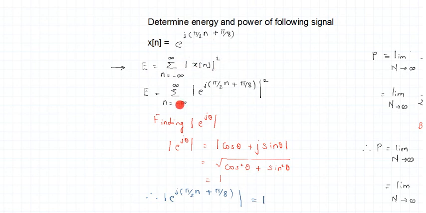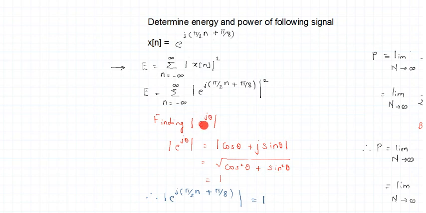So in the energy equation, in the next step, we replace x[n] by the given equation, e raised to j(pi by 2 n plus pi by 8), and the mod of it is to be squared. To simplify this equation, we generalize e raised to j(pi by 2 n plus pi by 8) as e raised to j theta. So here we are indirectly intended to find the mod of e raised to j theta. So what would be a generalized answer of finding the mod of e raised to j theta?